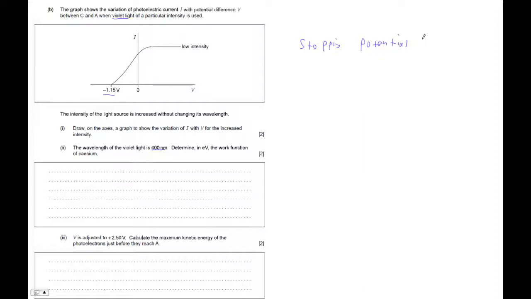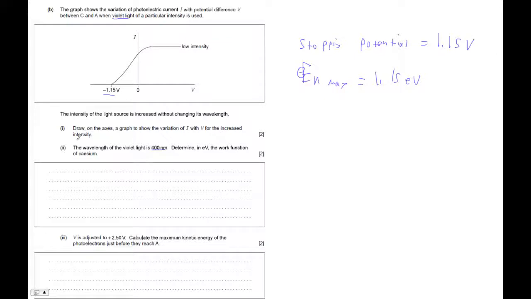Which is, by the way, the stopping potential is also the kinetic energy. We can say those electrons have an energy of the kinetic energy max, right, is 1.15 electron volts, right? Okay, so there it is, and so it's going to have the same.